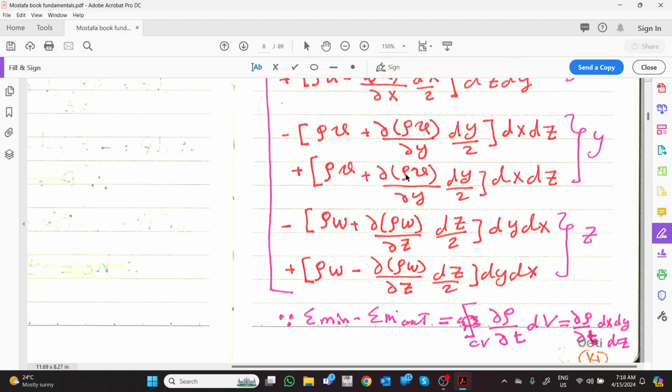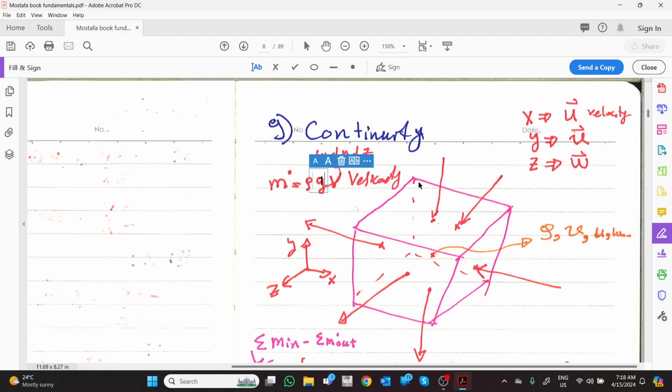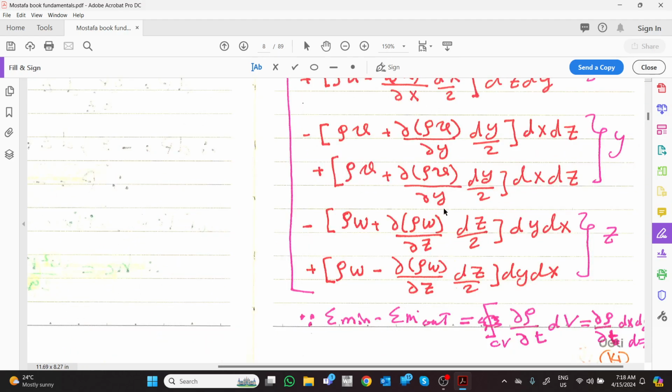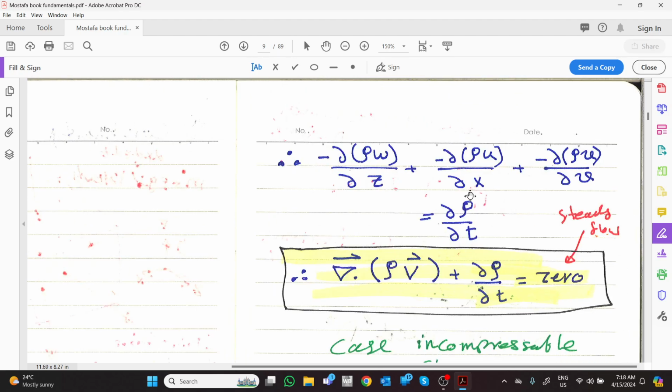We know that is the density. Let's just assume it is incompressible for now. If it is compressible, keep it under the del. If we assume it is incompressible, we can put it outside. So the rate of change with respect to x, the rate of change with respect to y, the rate of change with respect to z of the velocity, I just added these together. Of course, through algebra you will find this equation, which is equal to the rate of change of density with respect to time.